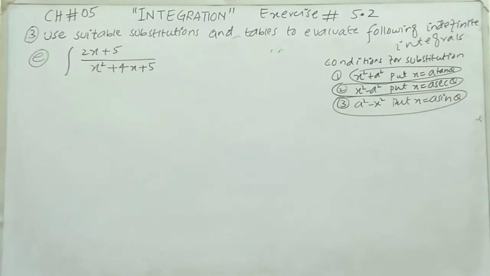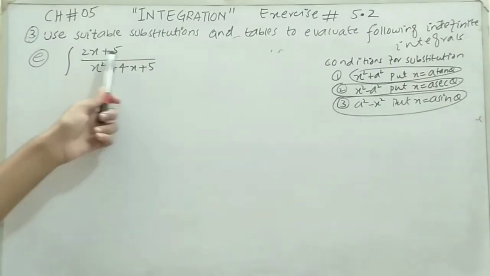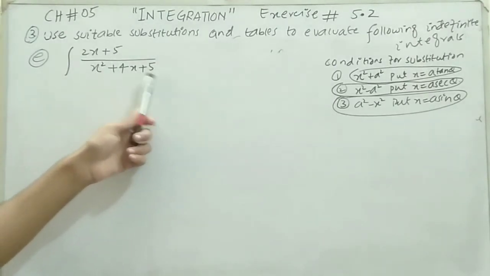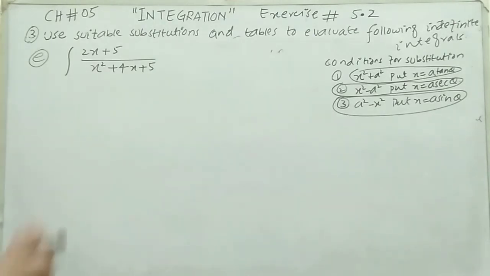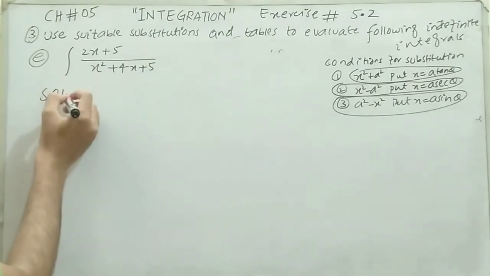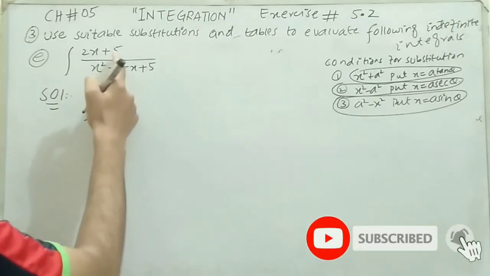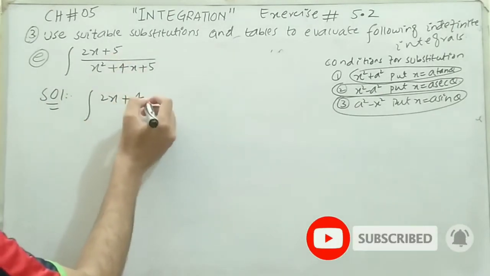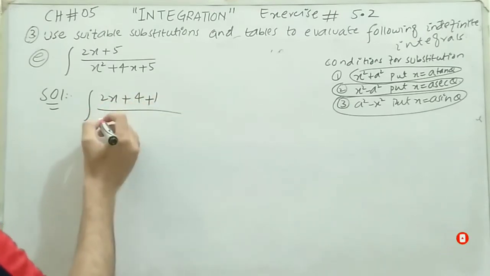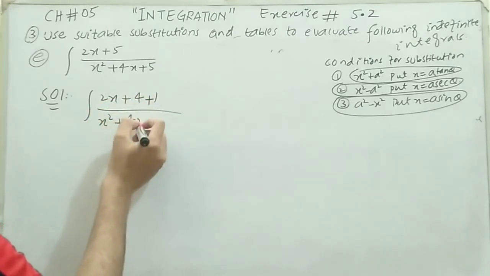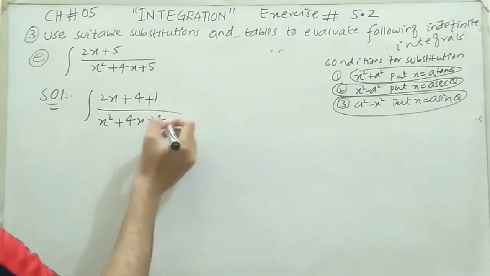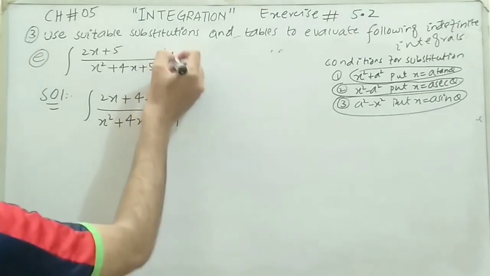Now move toward part number E. It tells that integral of 2x plus 5 divided by x square plus 4x plus 5 is this type of indefinite integral. So let's move toward the solution of this integral. We can write it just like 2x, split this 5 just like 4 plus 1. And also in the denominator, x square plus 4x, also split this 5 just like 4 plus 1. And here we have dx.